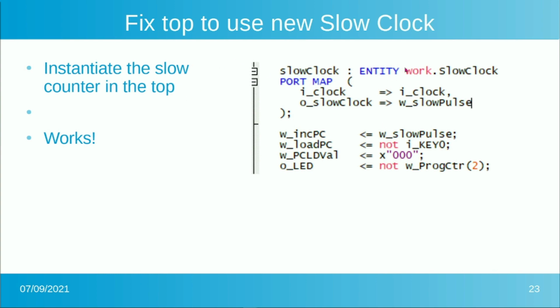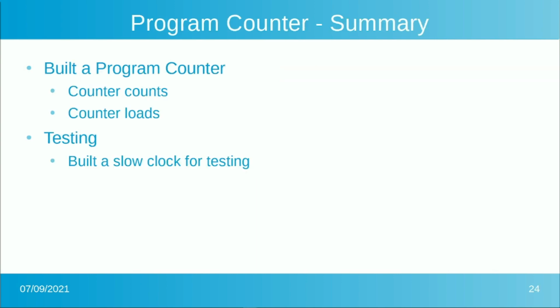And again, we might want to use this slow clock for something we're doing later on, or you might want to use it in some debugging of the processor if you're trying to see what's going on with something and it's just going way too fast at 12.5 MIPS. It'll be handy. So in summary, what have we done? Well, we've built a program counter, and to some degree we've tested it. We saw that the counter did load, and the counter does count, and I think that's a good start to the program counter.